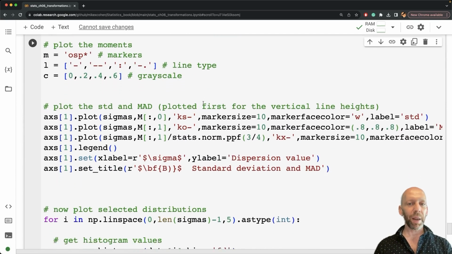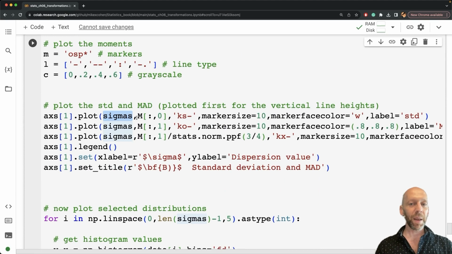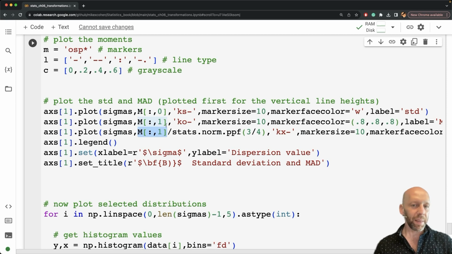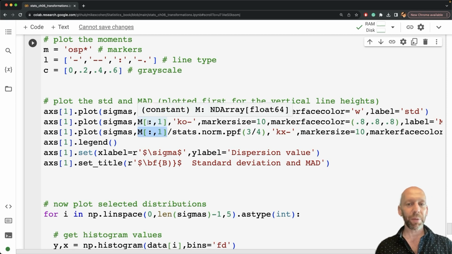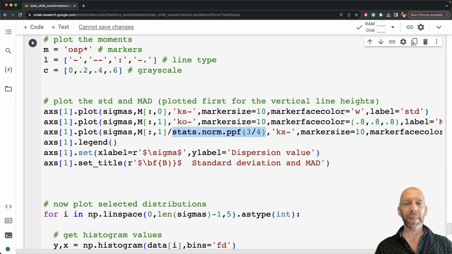And here we get to the plotting. Here you can see I'm plotting sigma by m. So this is the standard deviation by m, the second column. So this is the median absolute differences. And here is the same thing as here. So it's still the median absolute differences. But now I am scaling by the probability density corresponding to 75% of the normal distribution.